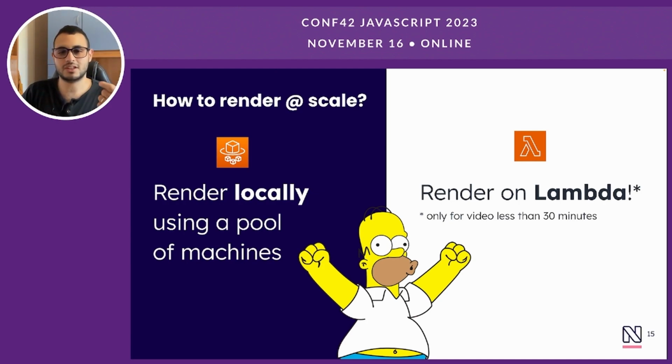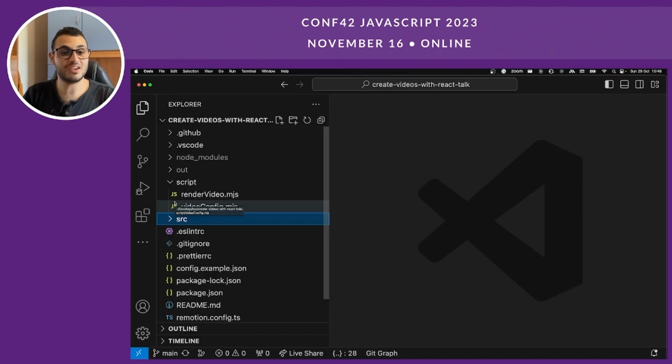One of the main limitations actually is that on Lambda, at least for what the doc says, you can only render videos that are less than 30 minutes. That's a limitation, of course, but what you can do, you can have render on Lambda for all the videos, and if the video is bigger than 30 minutes, then you can fall over to a render locally on a machine. Let's quickly see on VS Code how we can run Remotion on Lambda.